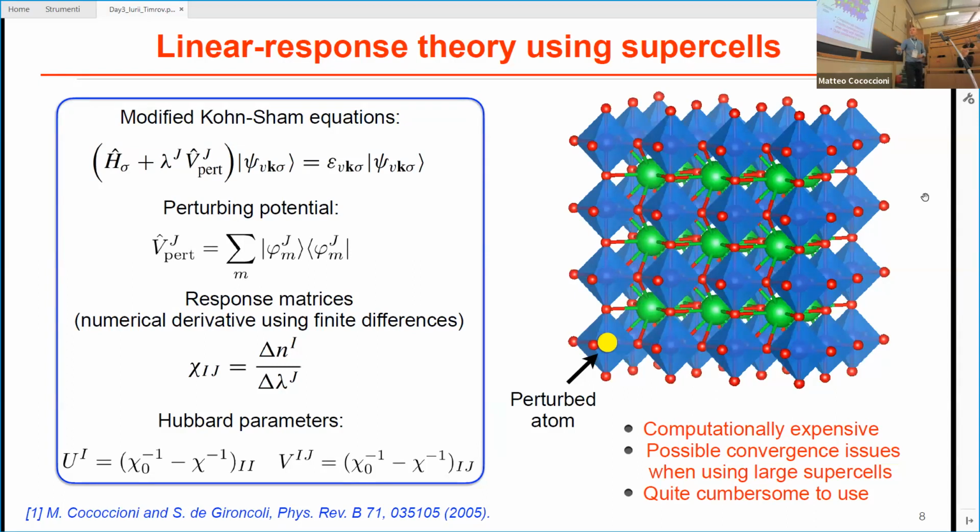So that's why if you see how many times this paper was cited, I think it's more than 2,000. So many groups use this approach. It's really simple. Just modify the Kohn-Sham equation. But you need to do some post-processing. So it can be a little bit involved. Nevertheless, you can write a script and deal with that. So since we need to build supercells, it's computationally expensive. And sometimes you can have convergence issues because it's harder to converge supercells than primitive cells. And then, as I said, it can be quite cumbersome to use in practice.